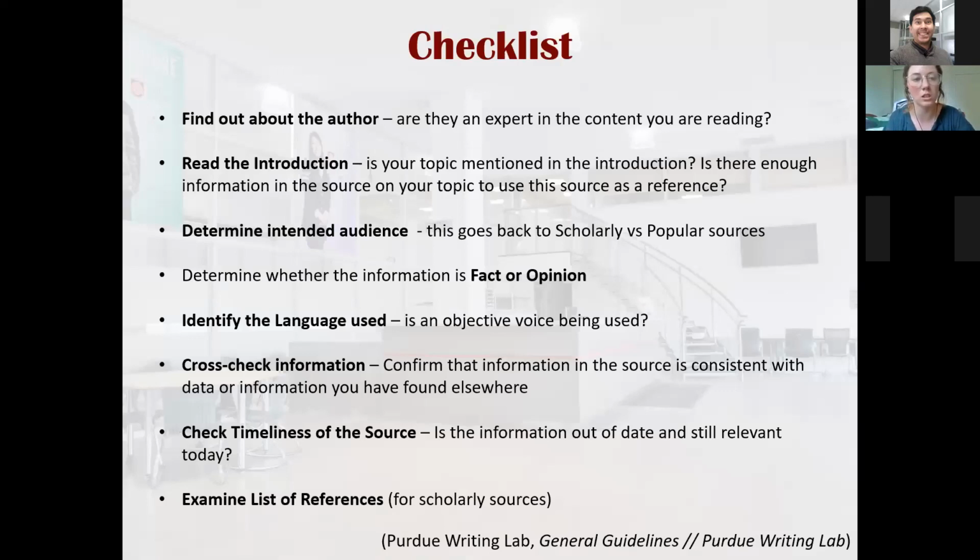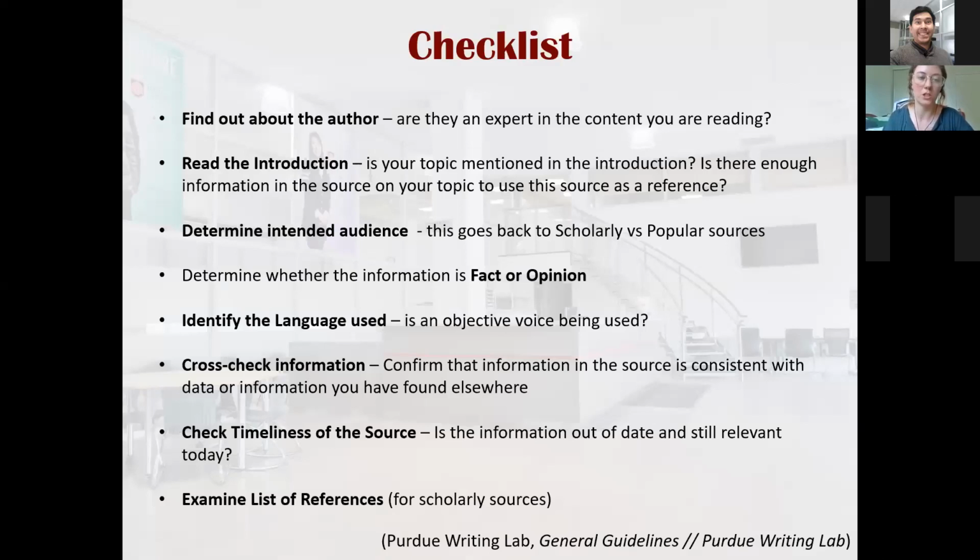If it is a scholarly journal article, you want to make sure that your topic is mentioned in the introduction, because you want to make sure there's enough information on the topic in the source to use it as a reference. If you're using a source and only one sentence is mentioned on that topic, it might not be the best resource for you to be using. So you want to make sure that there is a decent amount of information in the introduction. And then also you want to determine the intended audience. This goes back to scholarly versus popular sources.